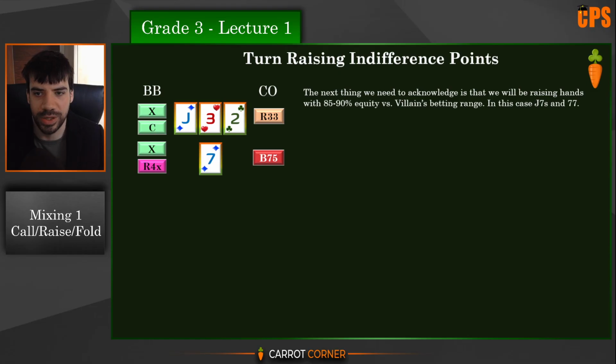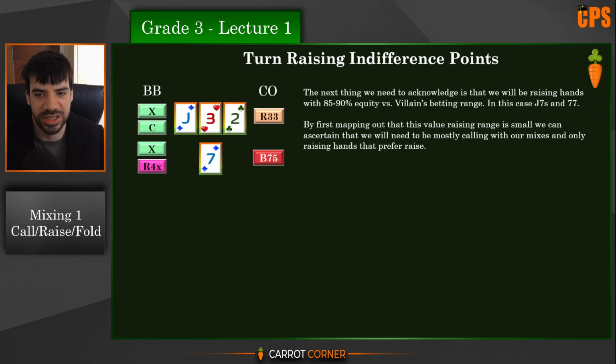But the next thing we want to acknowledge is that we'll be raising hands with 85 to 90% equity. These are effectively tier 1 hands in the tier system that we introduced in the previous grade. If you didn't take grade 2, the tier system is simply a way of ranking hands from best to worst and also recommending whether they want to reopen the action for raises, make large investments or smaller ones, or simply check. By first mapping out that this value raising range is small, we can ascertain that we will need to be mostly calling with our mixes and only raising hands that prefer raise.